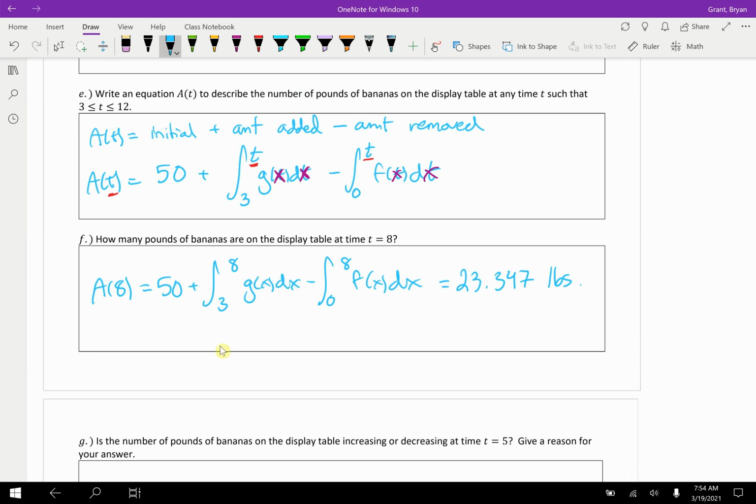If you started at 50 and now you're down to 23, I think that gives you a pretty good indication that people are removing bananas faster than can be added back on, right? We're approximately 27 or so pounds of bananas down from where we started.